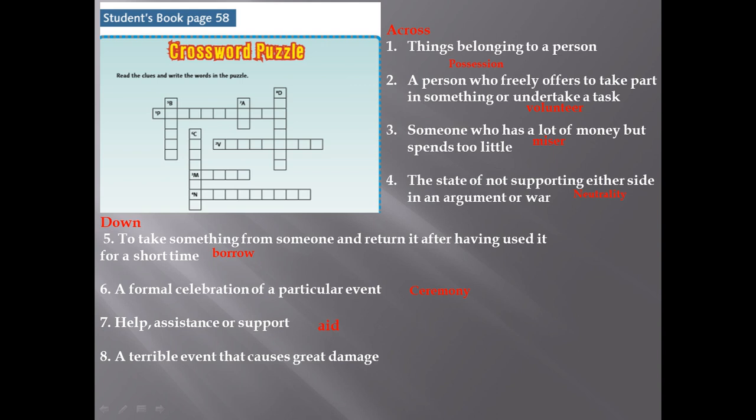It is aid, aid. And finally, number 8, a terrible event that causes a great damage. Terrible event, for example, like earthquake or like volcano. It is a terrible event which starts with D, and it is disaster. Earthquake is a disaster. Volcano is a disaster. Corona nowadays is a disaster.